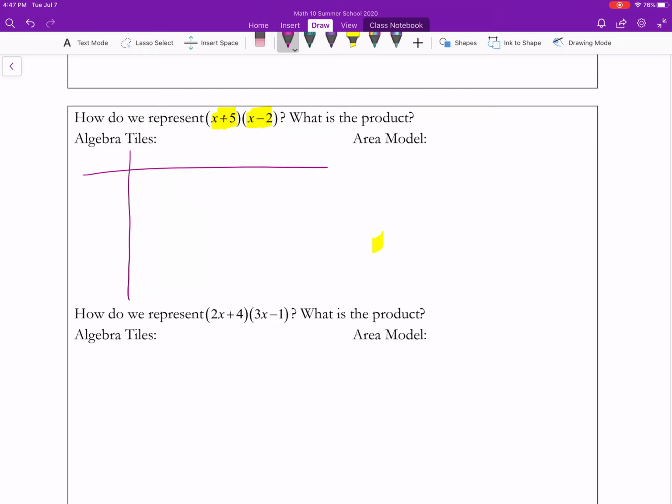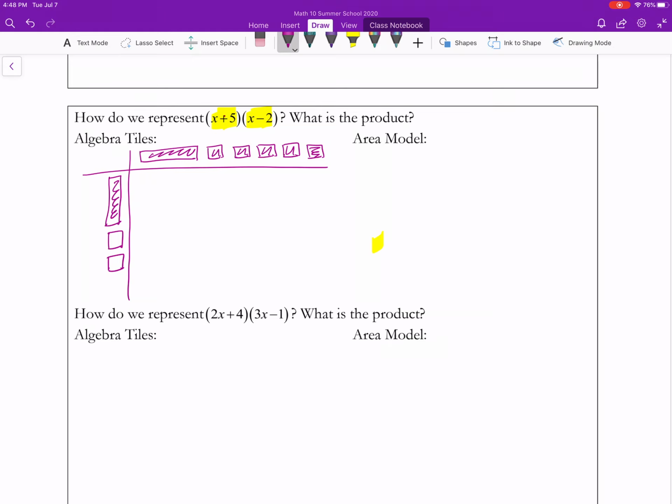x plus 5. So x means one rectangle and it's shaded because it's positive. Then 5 of these small tiles: 1, 2, 3, 4, 5. All these tiles are shaded because 5 is positive. Now x minus 2. Again x, which is positive, and minus 2. So I'm going to keep these tiles unshaded.